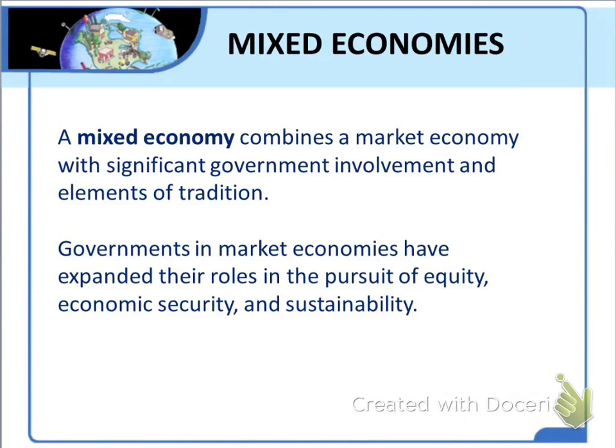There we go. A mixed economy combines a market economy with significant government involvement and elements of tradition. All modern market economies are mixed economies. For example, in the United States, while most decisions about resources are still made by individuals and most resources are still privately owned, government agencies make key decisions about public services, including national defense, education, and police protection. The government also regulates activities that could present harm to society, if left unchecked, like drug sales, food production, child labor, the use of smoke detectors, and the release of pollution.